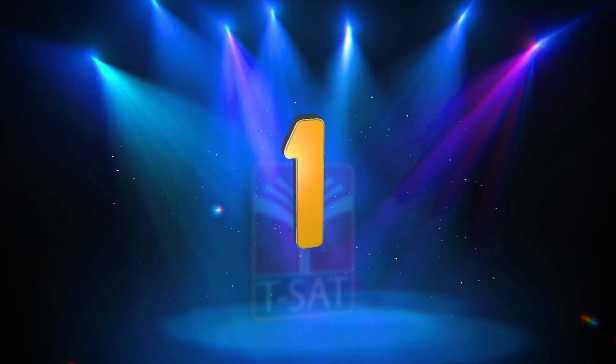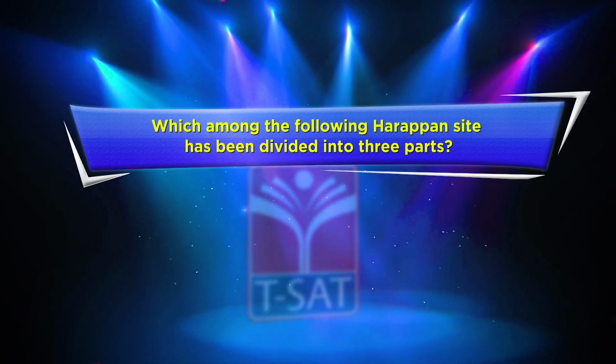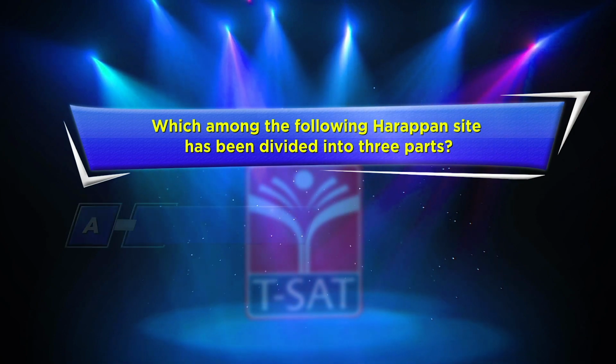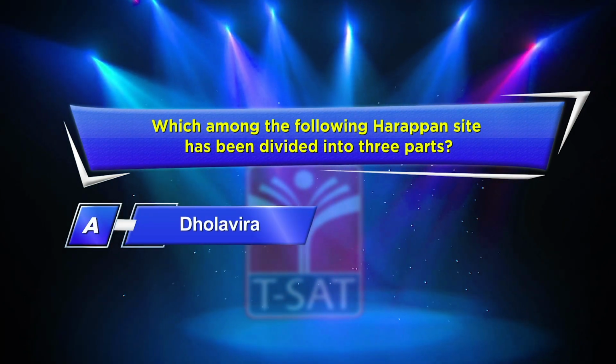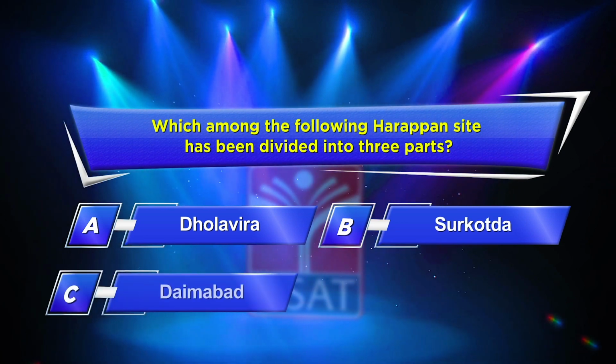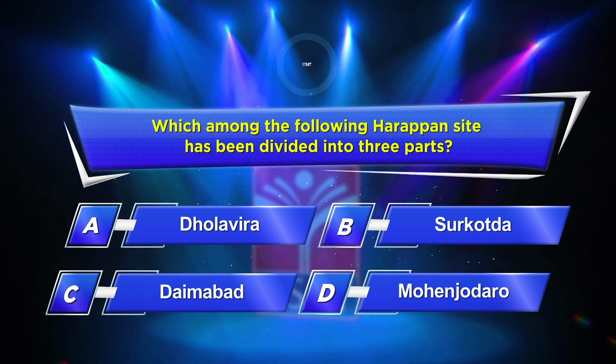First question is about ancient Indian history. Which among the following Harappan site has been divided into 3 parts? Option A, Dholavira. Option B, Yavrai. Option C, Ukha. Option D, T-SAT. Your time starts now.